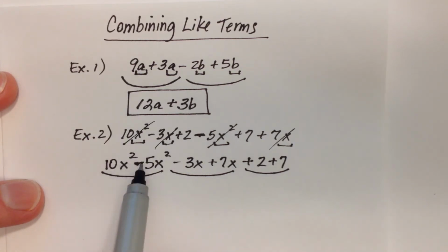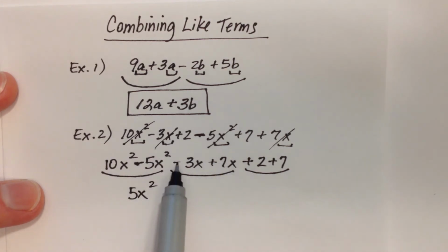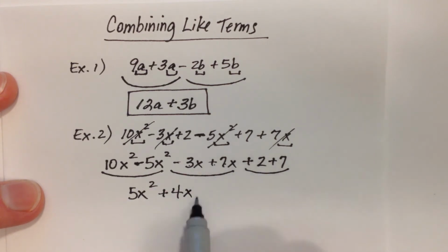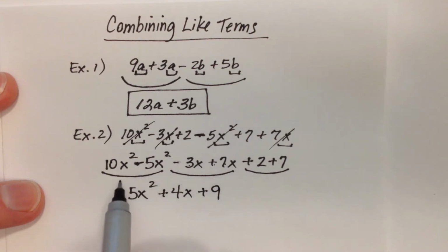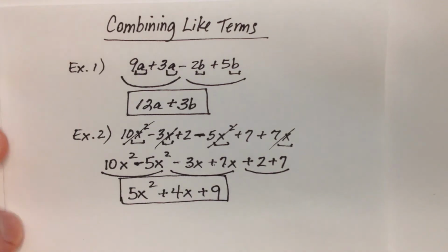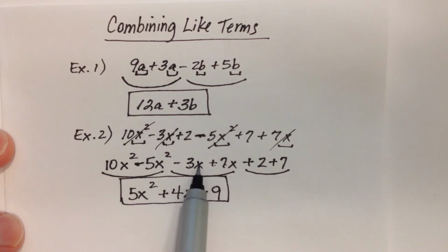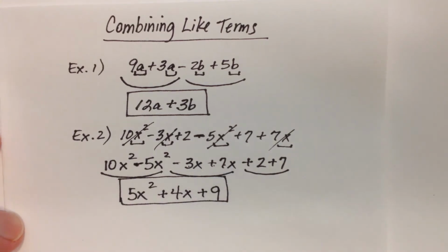So 10 minus 5 is 5x squared. Negative 3 plus 7 is a positive 4x. And 2 plus 7 is plus 9. Notice once again that the variables, or the exponents on those variables, did not change. These x squared and x squared remained x squared. This x and x remained x.